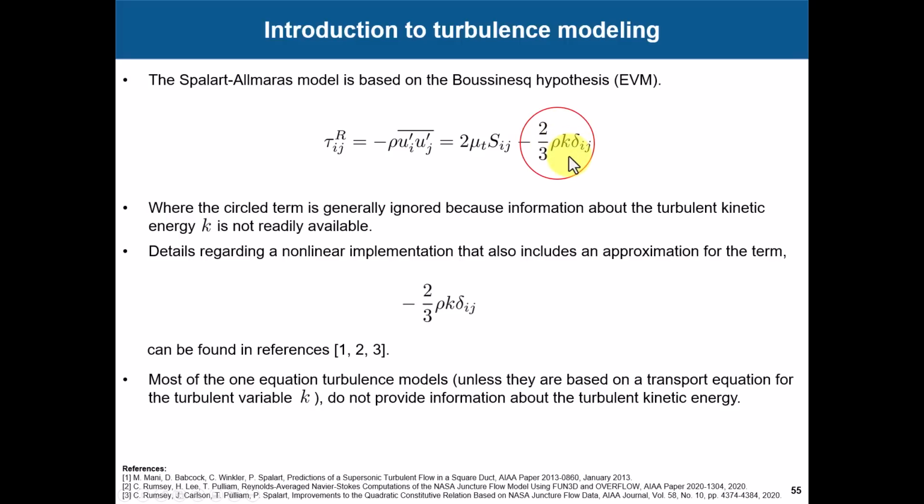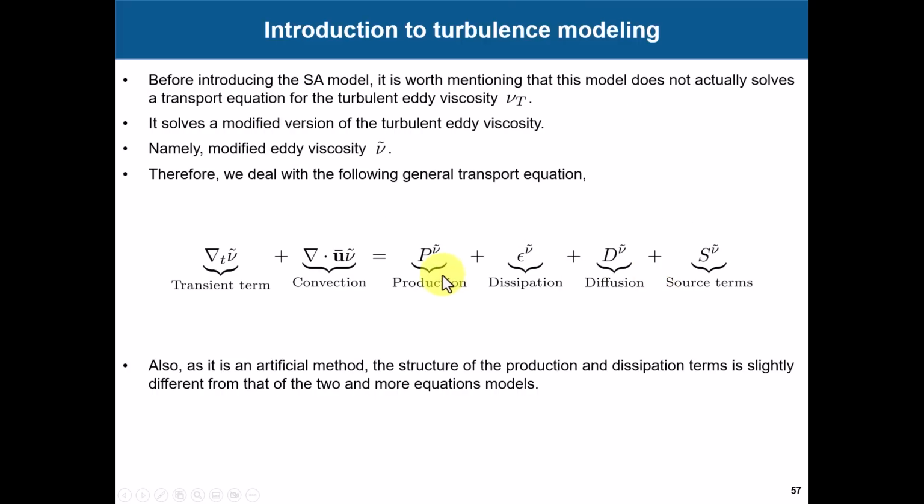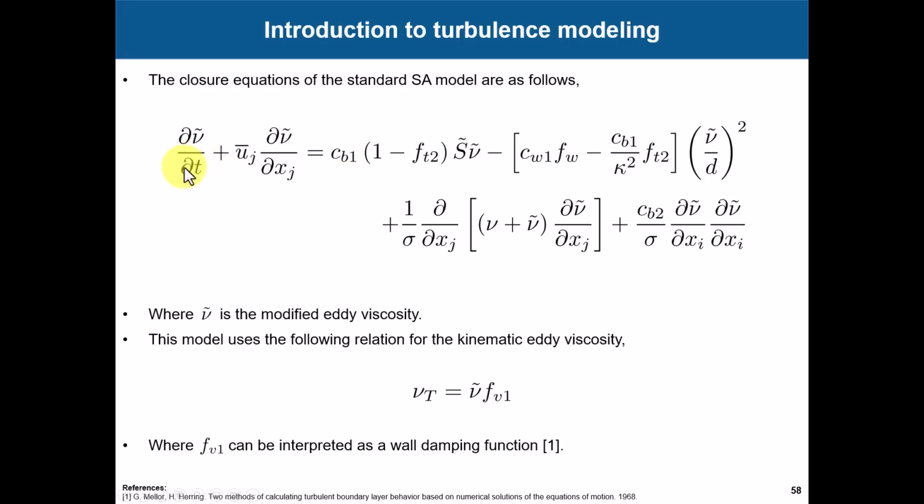But as in this model we don't compute k, this disappears. Okay, so it can be seen as a drawback, but in the implementation that has been corrected by adding some other functions, coefficients, and so on. As I mentioned, it's an artificial method. So we look at the equation like this, and then we start to construct a new equation. Basically that new equation to compute the turbulent viscosity is the nu tilde, a modified viscosity, and this is the transport equation.